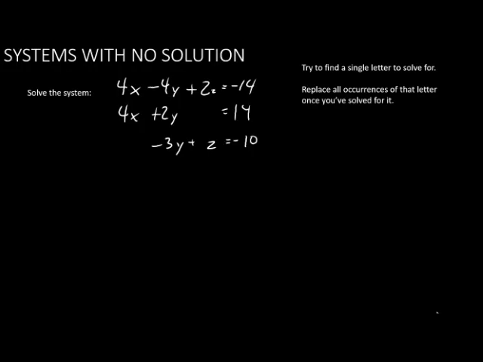If we examine our system, we will see that in line 3 of the system we have a single z. Therefore, we will solve for z in line 3 first, and then once we've done that, replace all the z's in the system.